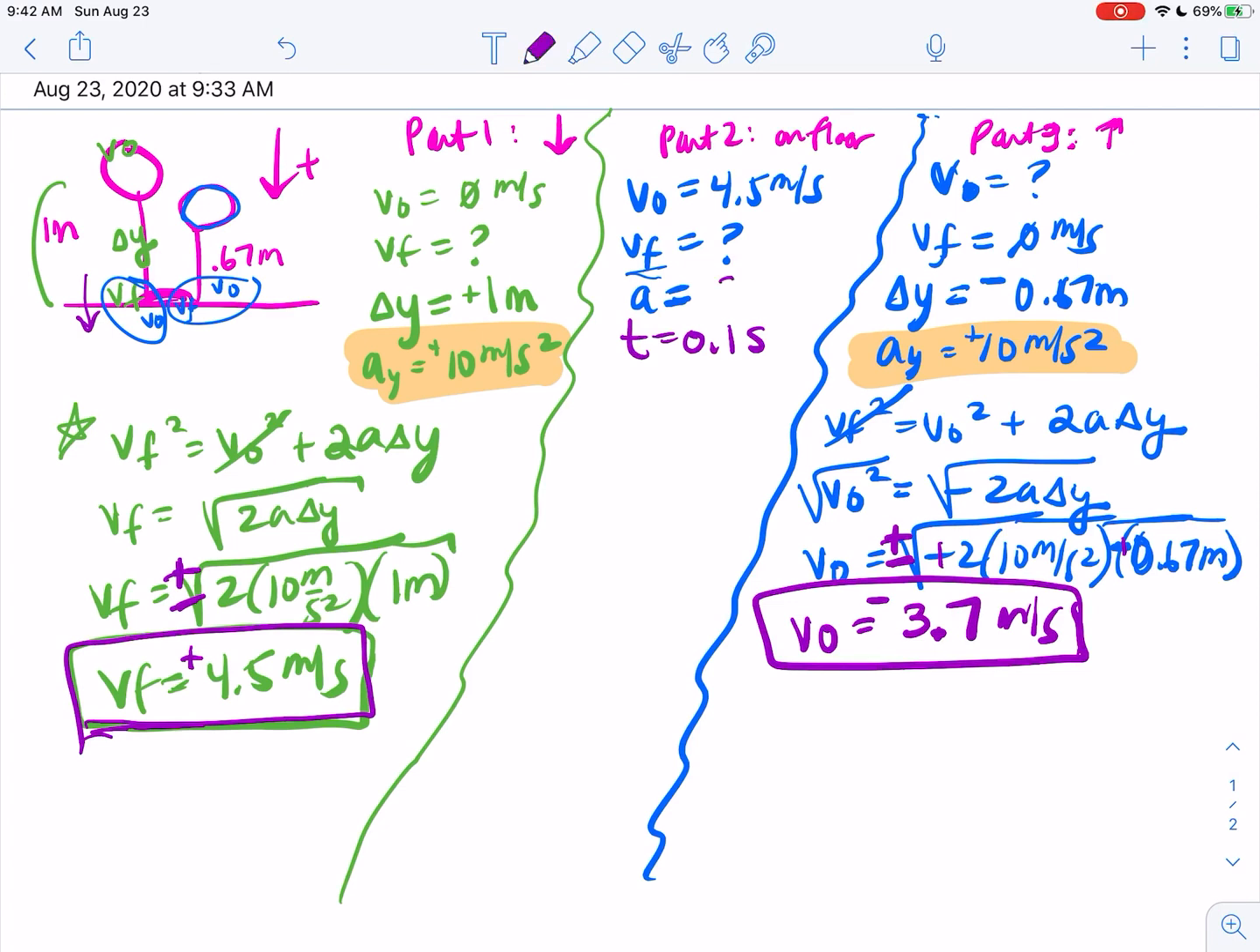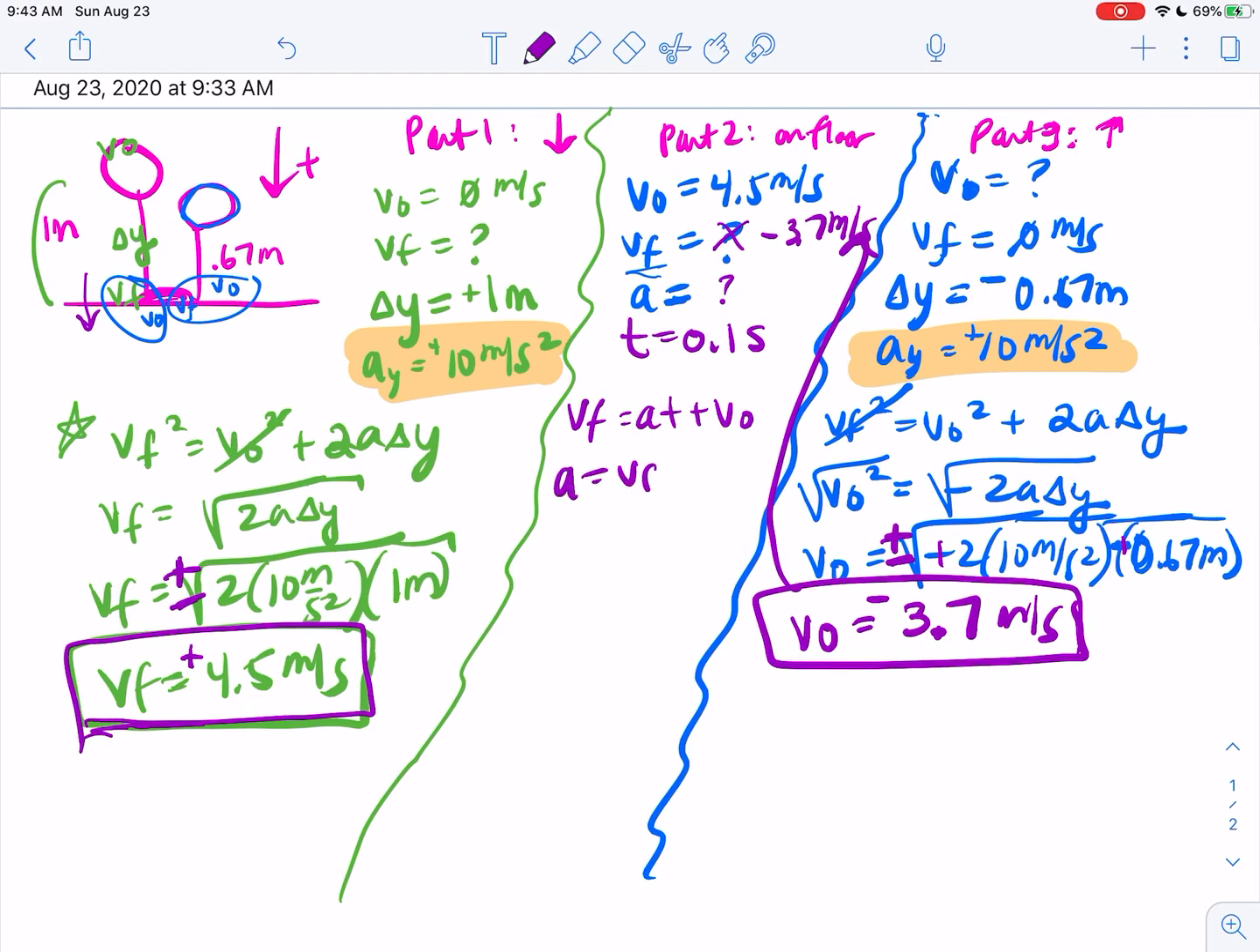Okay, so this one, now I can do this. And now I know this VF is negative 3.7, right? Because that's this one as it leaves the floor, and that becomes the initial for the way up. Okay, so now I can use my apparently favorite equation that I keep trying to use. And then I'm going to switch it around. Okay, negative 3.7 minus 4.5 over the time, which is 0.1. And I can't remember what it was, 3.7 and 4.5 divided by 0.1, ooh, 82. Negative 82 meters per second squared.